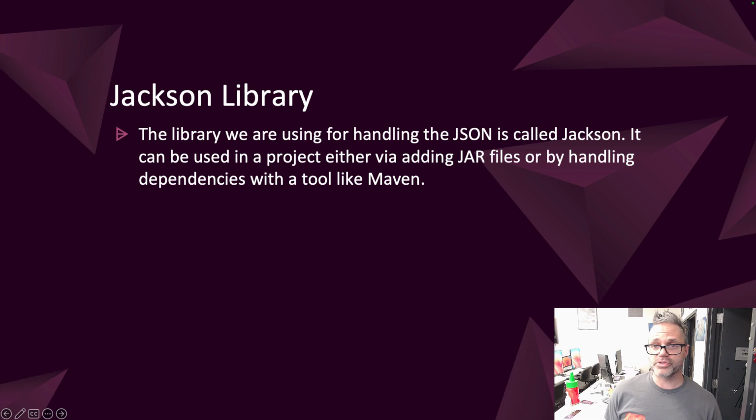So the Jackson library is the one I told you that we'll be working with to make sure we can handle that JSON information. It's from FasterXML, and we can use it either by adding jar files to a project, or we can use it with a dependency tool like Maven, so it can integrate directly in our project. Take a look at my other videos on how to add jar files like this, so you can actually work with it in your project. I have a video that goes over this exact process for Jackson specifically.